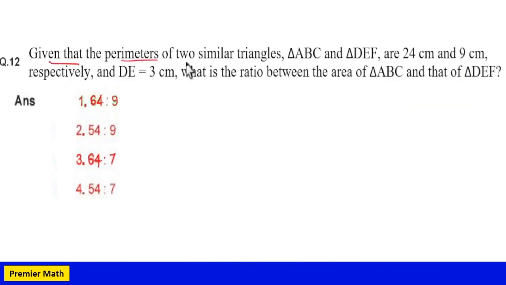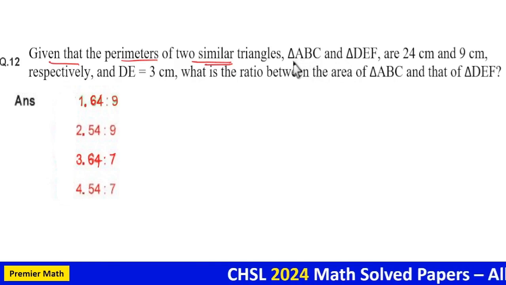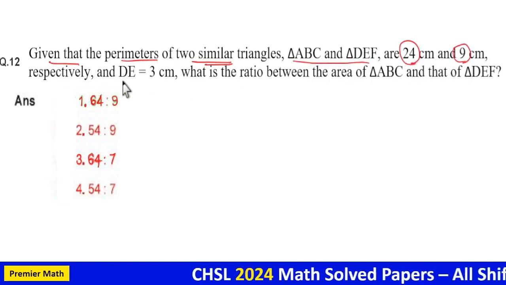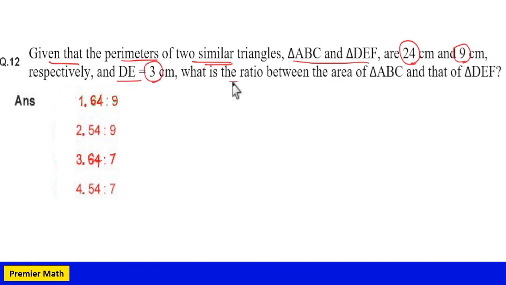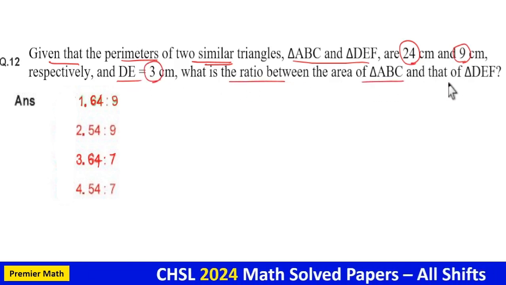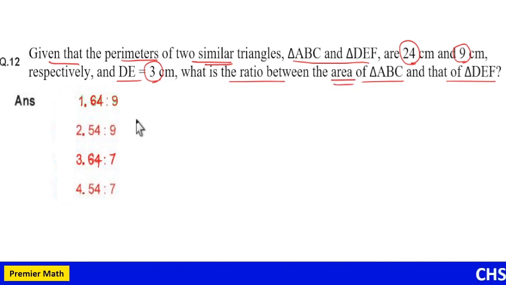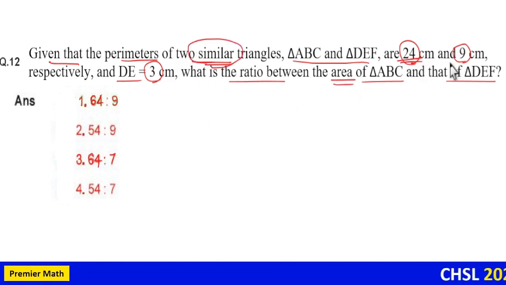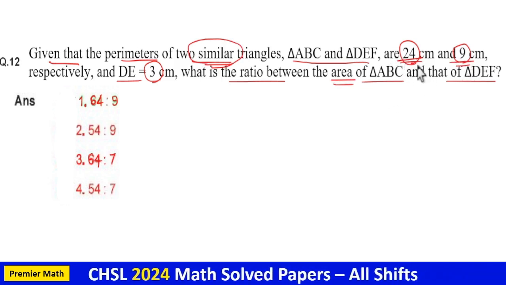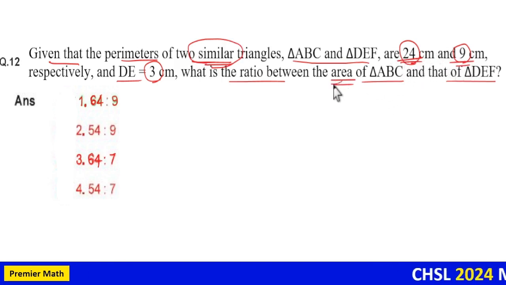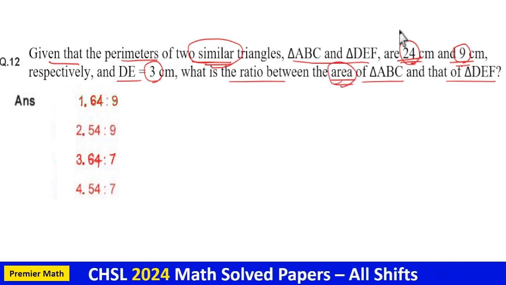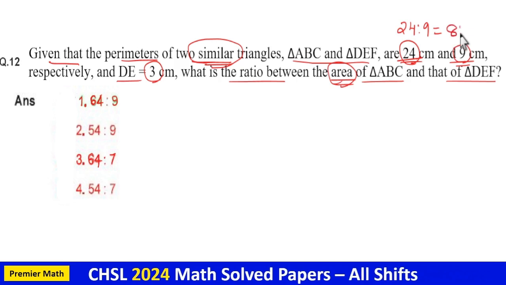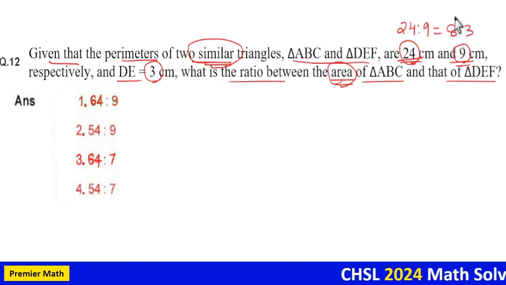Given that perimeters of two similar triangles, triangle ABC and triangle DEF, are 24 cm and 9 cm respectively, and DE is 3 cm. What is the ratio between the area of triangle ABC and that of DEF? Here we have two similar triangles and perimeters are given. Then we have a short trick: take the ratio of perimeters, then square it, then you will get the ratio of area. That is, take the ratio 24:9. The ratio is 8:3. Then square it.